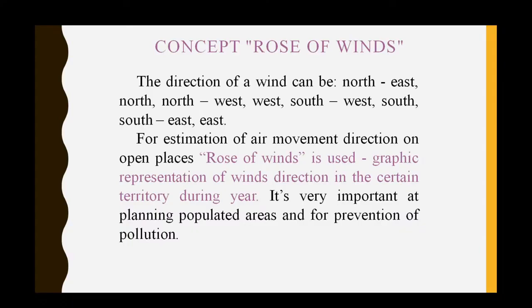For estimation of air movement direction in an open place, a special graphic representation is used, and the name of this representation is rows of winds. Thus, it's a special graph of all directions of winds in a certain territory during the year. By this graph, we can see the prevalent direction of winds in a certain territory. It's very important in planning populated areas and for prevention of pollution.